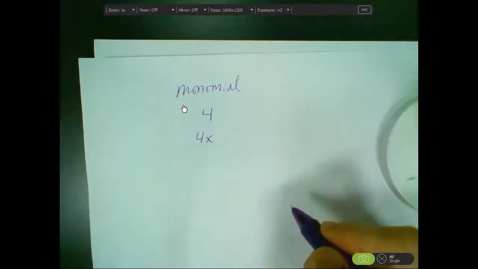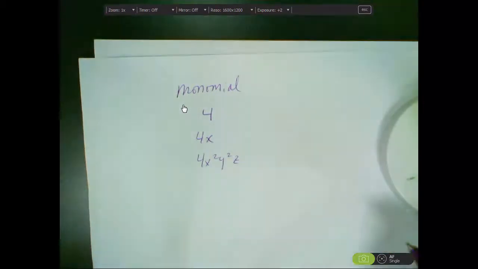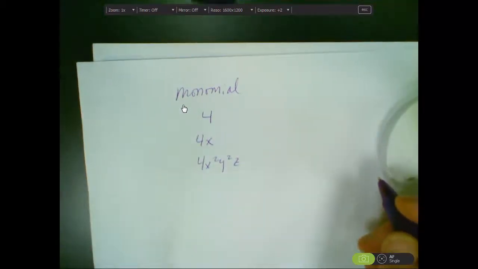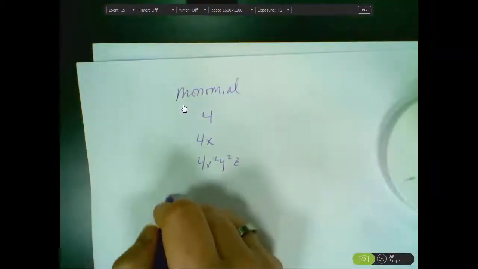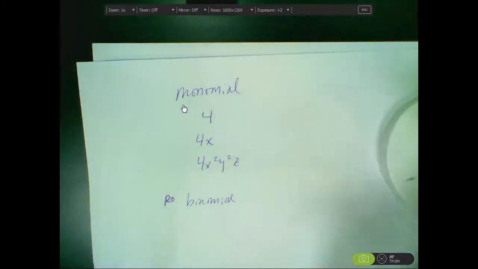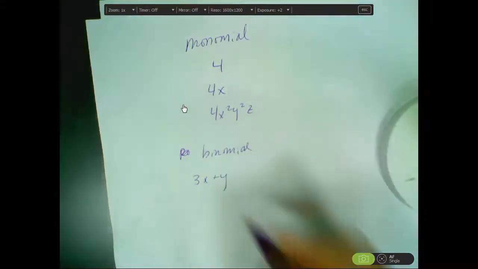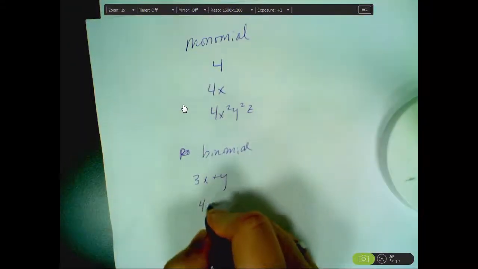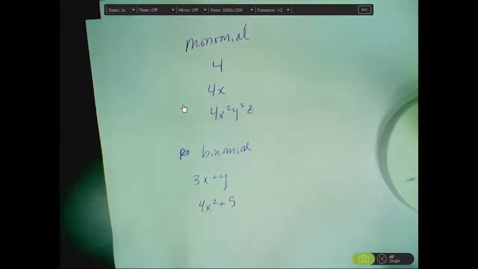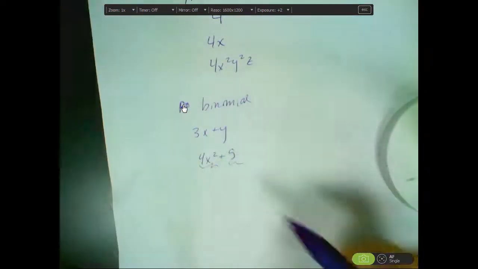4x is also a monomial. 4x squared y squared z is also a monomial. All those things are being multiplied together. A binomial is two monomials added together. So 3x plus y is a binomial. 4x squared plus 5 is a binomial. Two things added together, two monomials added together.